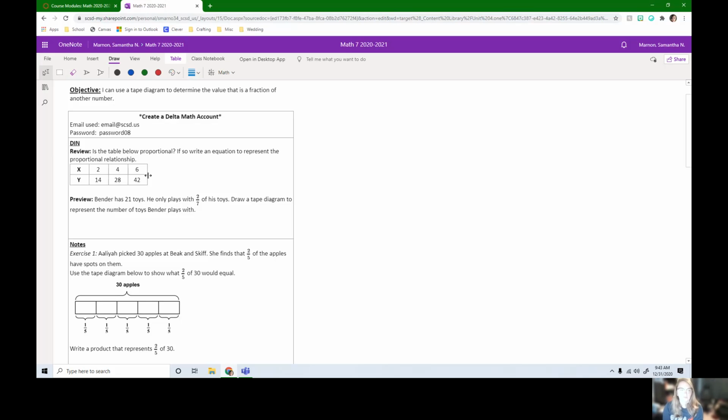Okay, so you should have answered: is this table proportional? This was a review. You would need to add in a column or a row here for k, the unit rate, and you would need to do y divided by x the whole way down. So 14 divided by 2 is 7. 28 divided by 4 is 7. 42 divided by 6 is 7. So yes, it is proportional, and we know that because we got the same number for k the whole way.